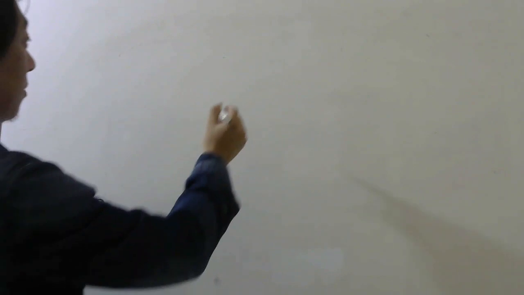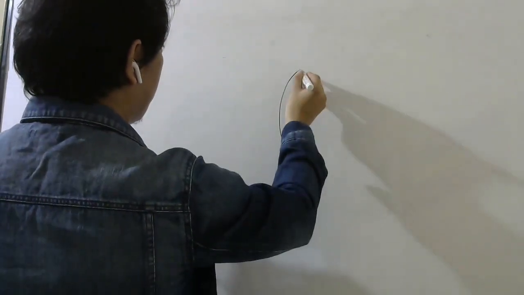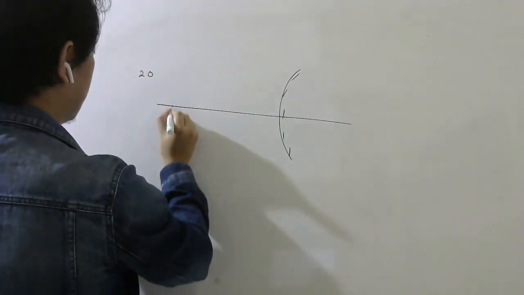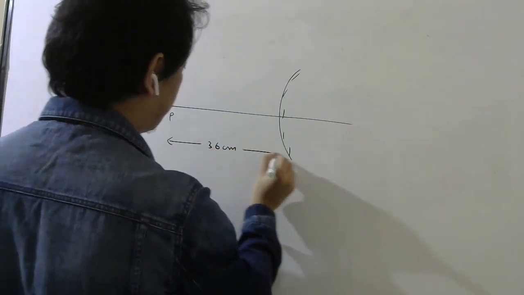Let's see the next question. A point object P is placed at a distance of 36 centimeter from a convex mirror. So convex mirror, point object is kept at a distance of 36 centimeter.